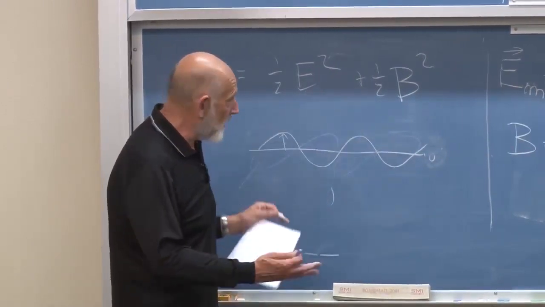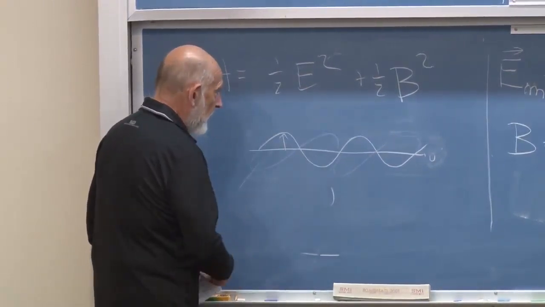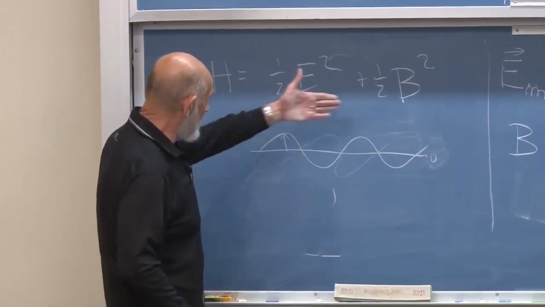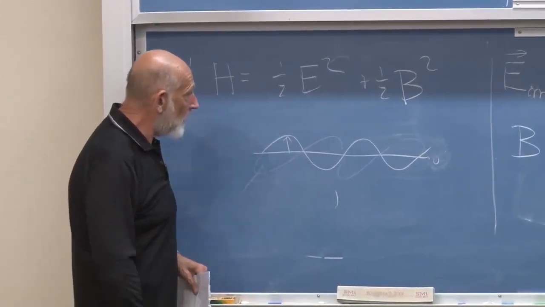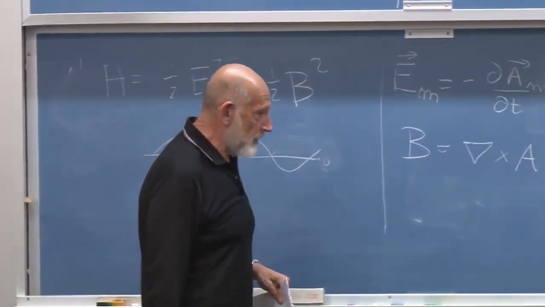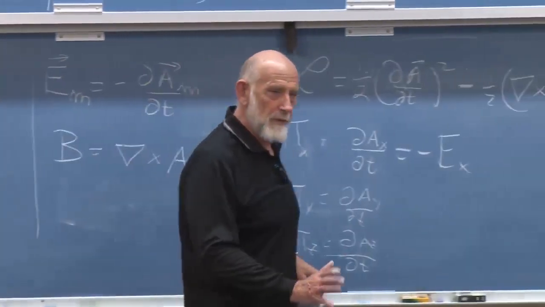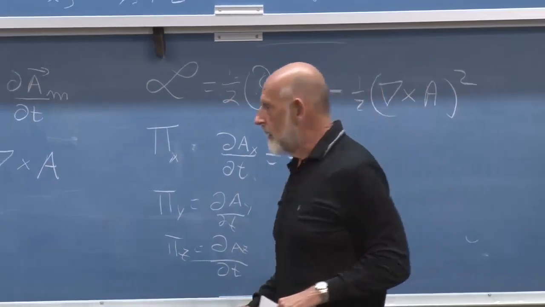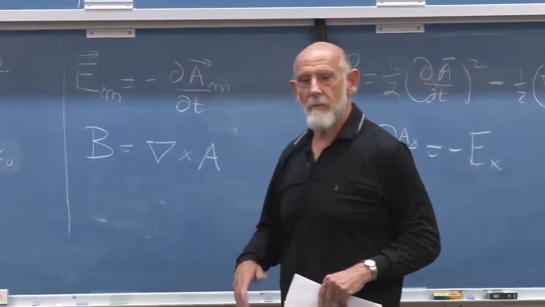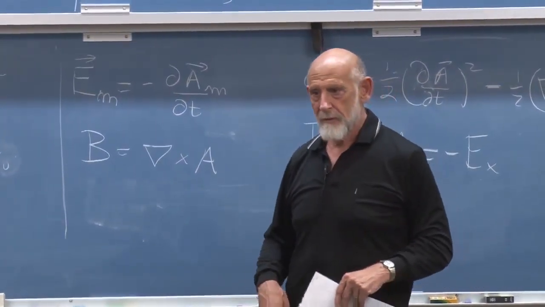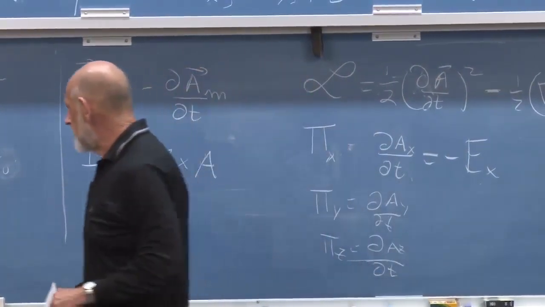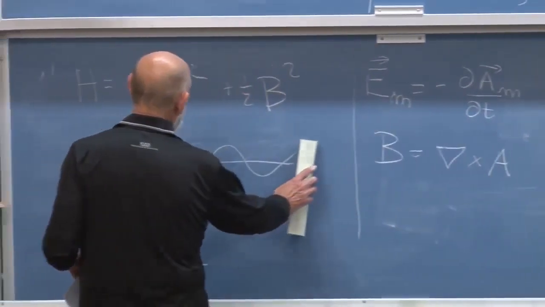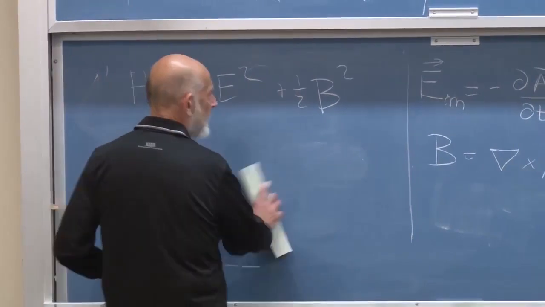1/2 (E squared plus B squared) is just twice either one of these. Okay, so that's the field energy. Any questions about the field energy? The next question is the momentum density. We go next to the momentum density. How much momentum is there in an electromagnetic wave?